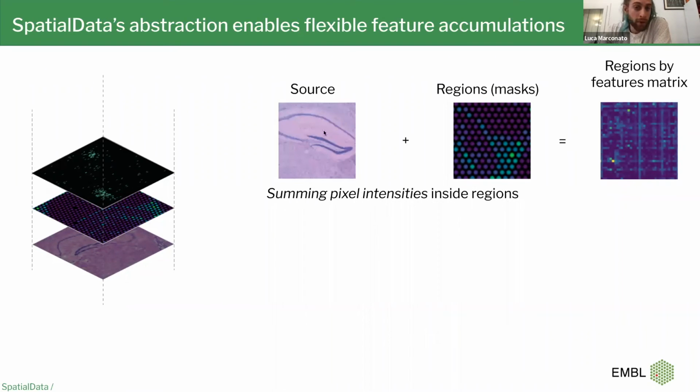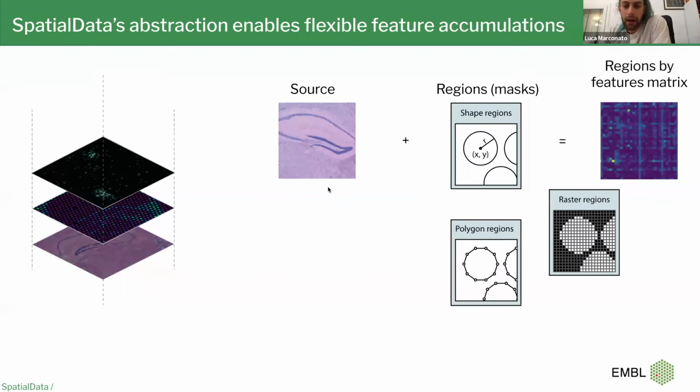You can use a different building block type for the source, like you can use an image, and you can sum pixel intensity inside the regions. But also for the regions, as I said, we support different representations. So it doesn't really matter whether you have shapes or segmentation masks. Under the hood, the API will resolve the query in the way that has been asked for.